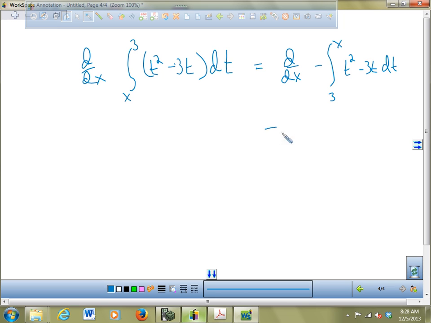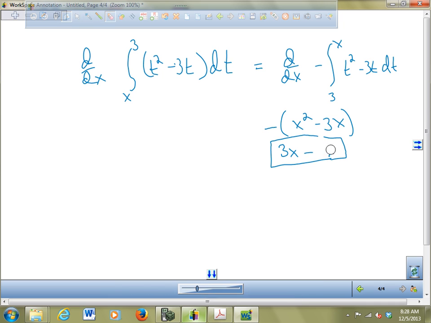So I get negative x squared minus 3x. I could just multiply through the negative to begin with, which would have made it easier. And then I would just distribute that through, which gives you 3x minus x squared, in the best form. Whoops, I meant 3x minus x squared. Write what you say, not what you mean.